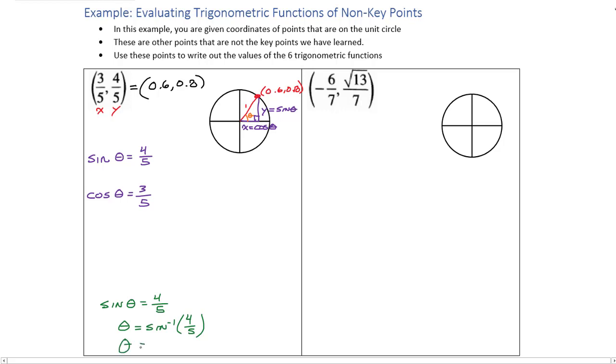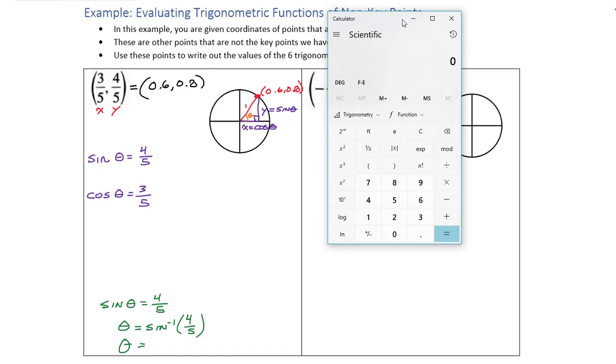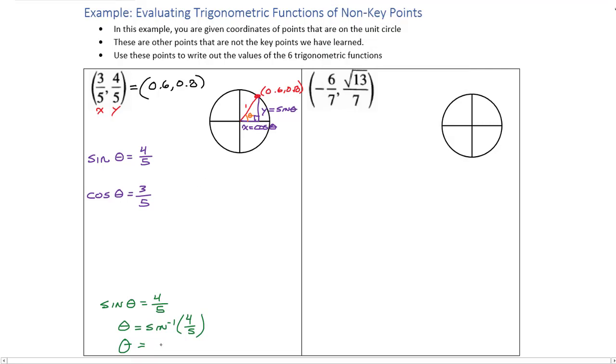So if we do sine inverse of 4 divided by 5, I was hitting sine of it, and I'm like, wait, why am I getting this tiny number? Of course. So 4 divided by 5 is 0.8, and we have to hit second, sine inverse. There we go. Notice we get approximately 53.1 degrees. So that's how far we traveled to get to that point. I know it's tiny, but that's what that angle would be.